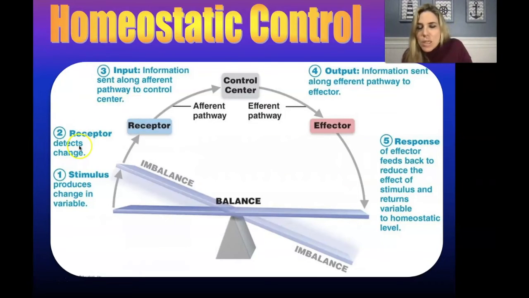And that receptor is going to detect the change, and that is going to cause it to give input into a control center. So input is whatever information that receptor is going to send to the control center that says, hey, we got a problem. We're out of balance here. Now, that control center might be the brain. That's usually the case. So usually there are cells in the brain that will pick up that input signal from the receptor and cause a change to happen. But it could be other things. It could be endocrine glands, for example, if you're dealing with hormones.